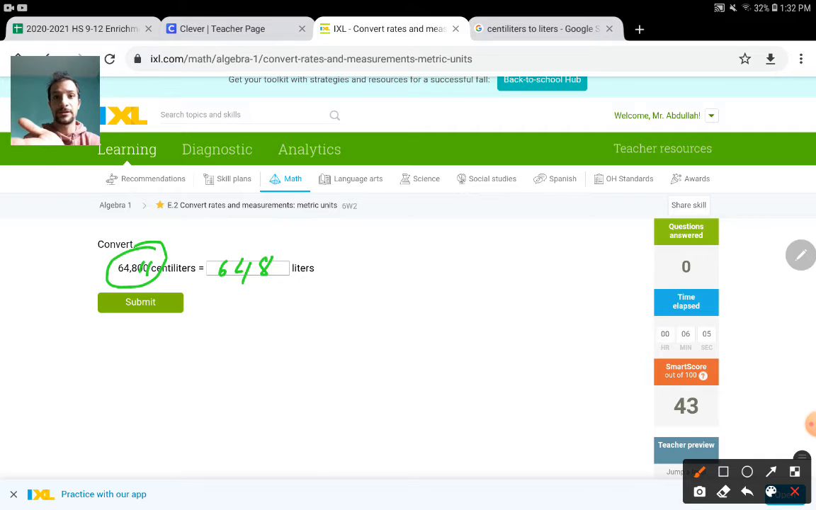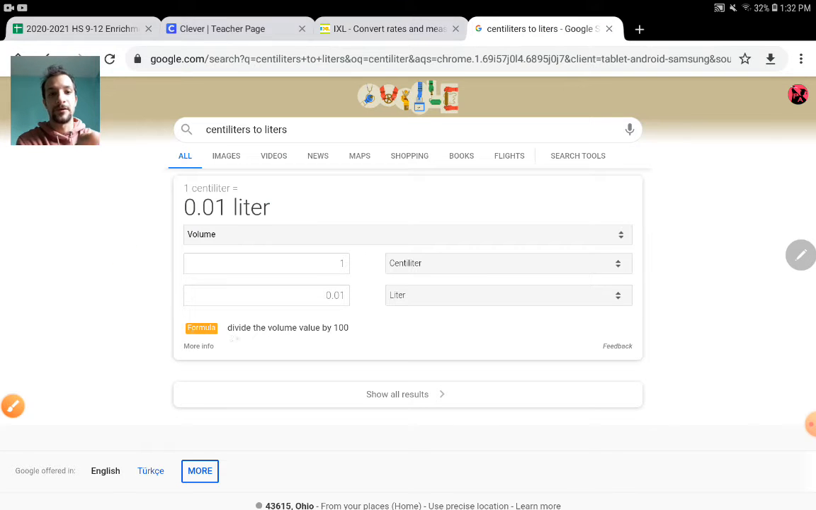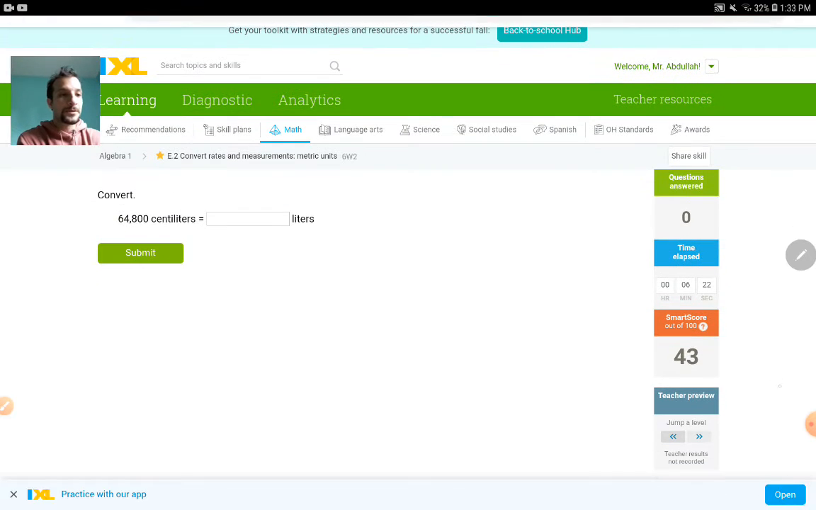Just as long as it works, as long as you know what you're doing, I don't care what method you're using. So again, I did centiliters to liters, and it gave me the formula. It told me to divide it by 100, and that's what I did. Now let's move on to the next level and see another.